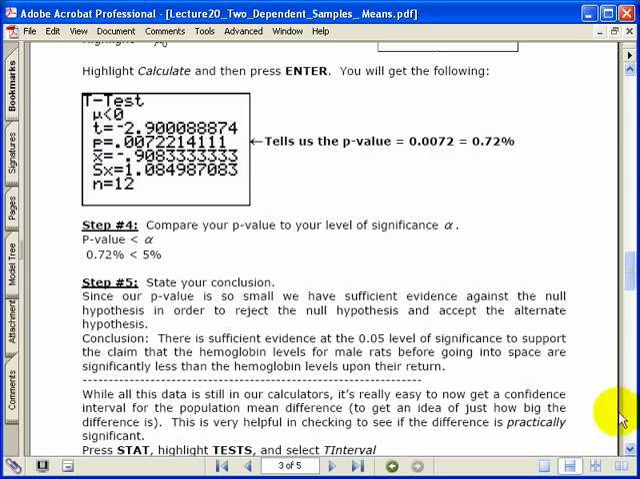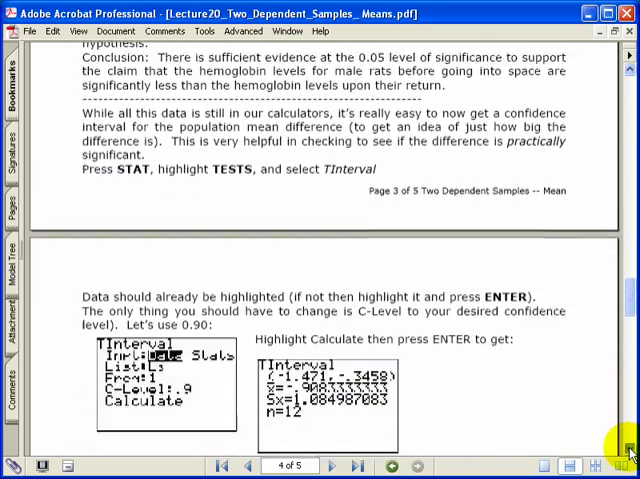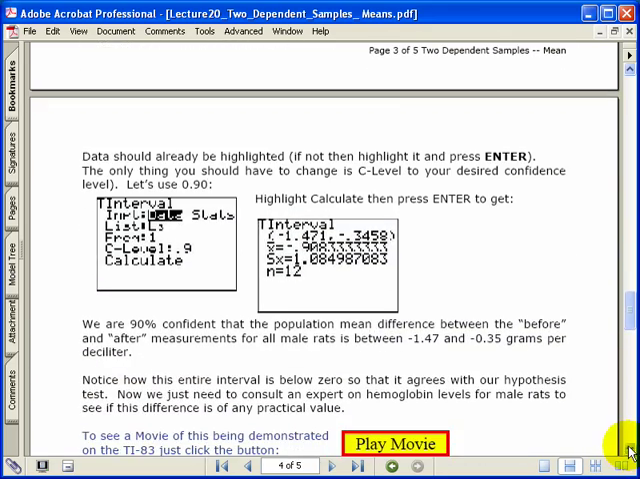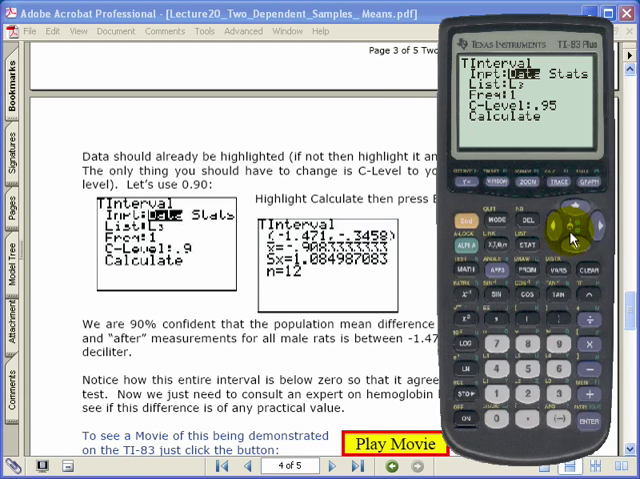Now let's see what confidence level they were asking us to do here. They wanted us to do a 90% confidence interval, so that's what we'll do. Let's put in 0.90, hit enter, and then hit enter. Takes it a little while, but we got our answer, just as it shows right here.